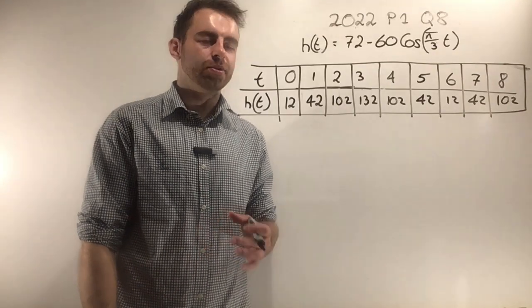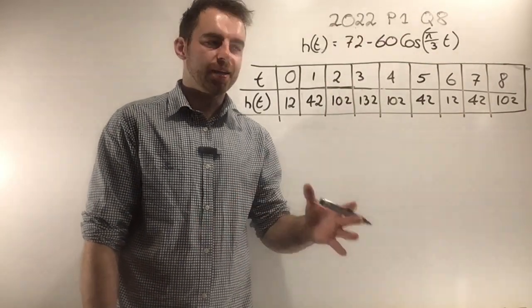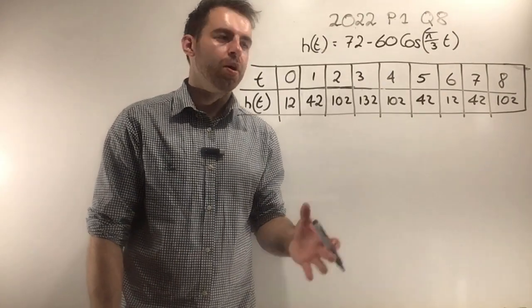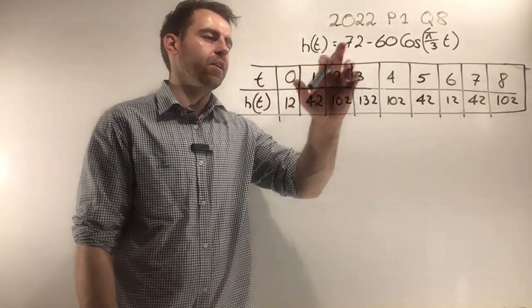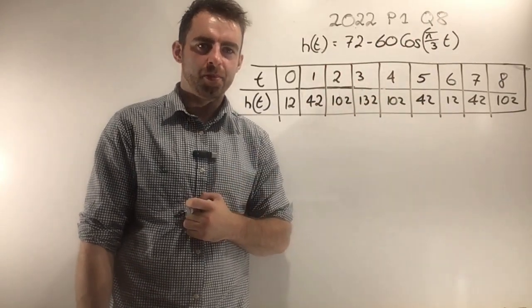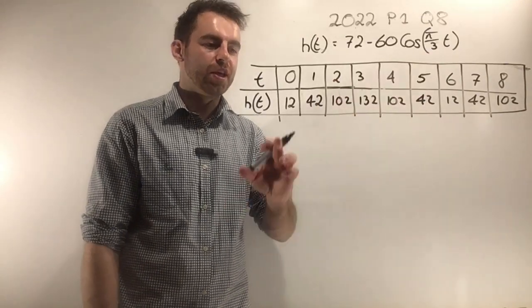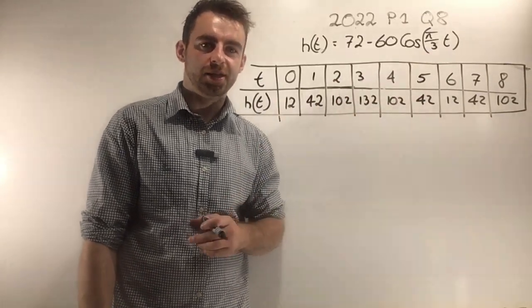In this video, I'm talking to you about 2022 Paper 1 Question 8. Essentially it's all about a trig graph. We're given a trig function, h of t equals 72 minus 60 cos pi over 3 times t. For the first part of the question, we simply have to sub in values for t and come up with the corresponding h of t.